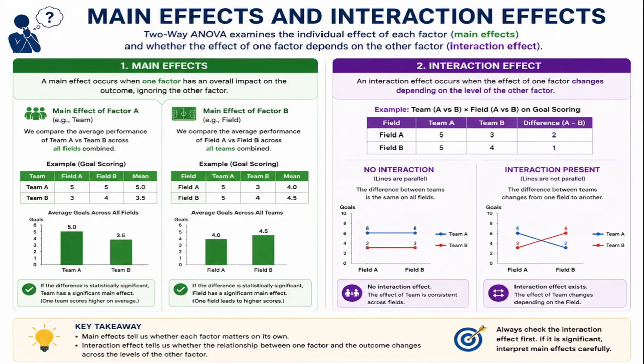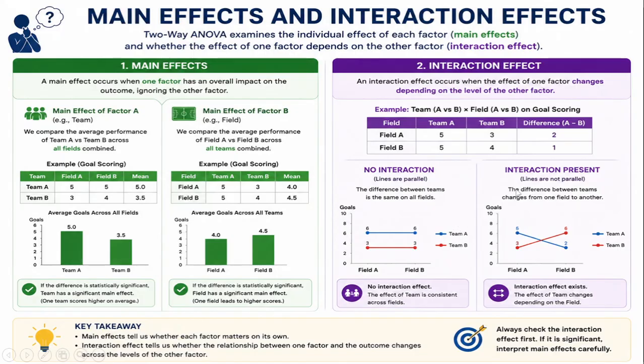For example, team A scored 6 on both fields. On field A and then field B, it maintains its scoring rate for both fields. Team B also maintains its scoring rate for both fields. So that means there is no interaction effect here.